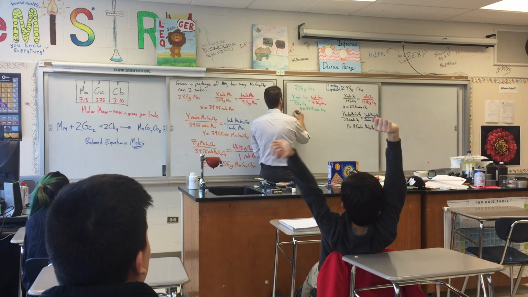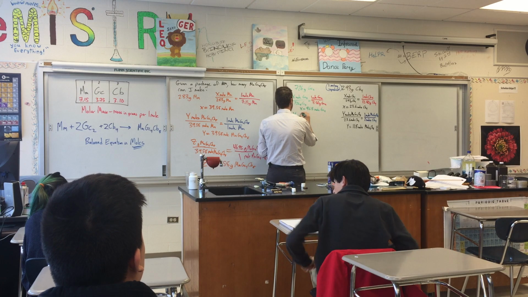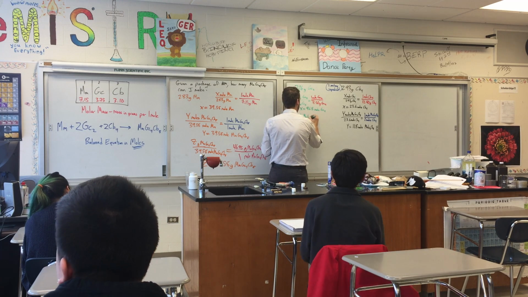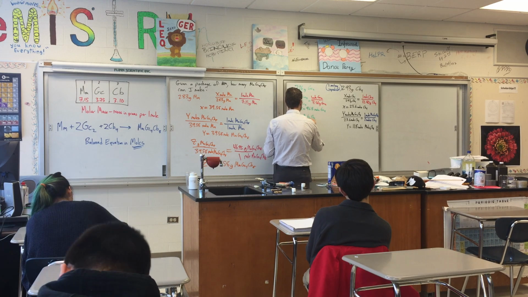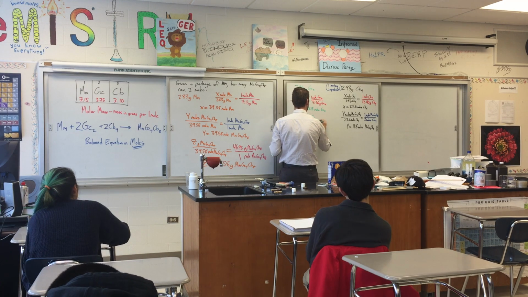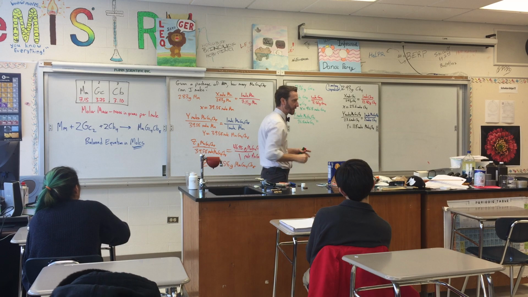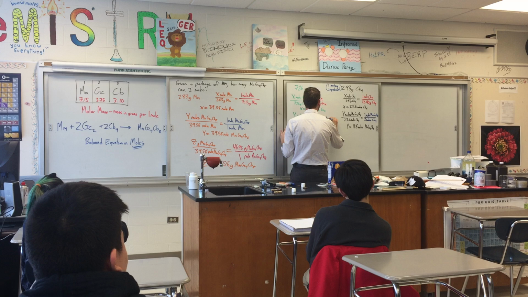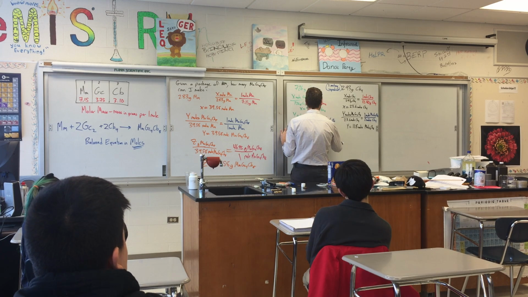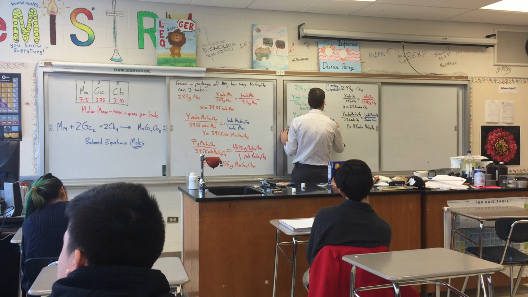And then if we set up another proportion, how many moles of s'mores will that make? There's 1 mole of s'mores for every 2 moles of graham crackers.